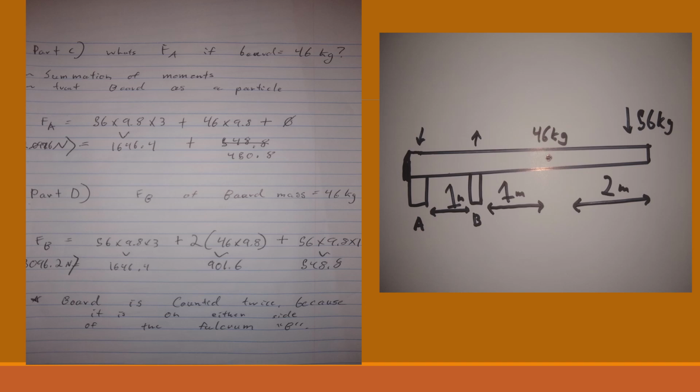So we still have the force of the diver, the 1,646, plus 2 times 46 times 9.8. That's the force of the particle, the board particle we're treating as. And then we add A, 56 times 9.8, force of A. We add those together, we get a little bit over 3,000 Newton meters of torque.